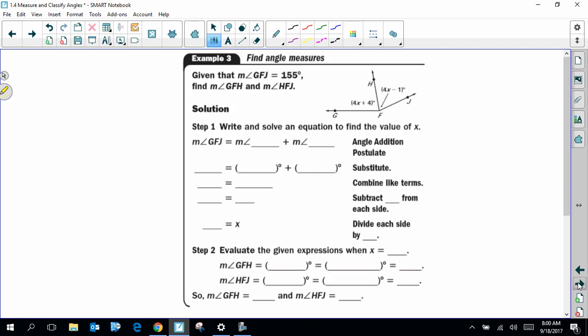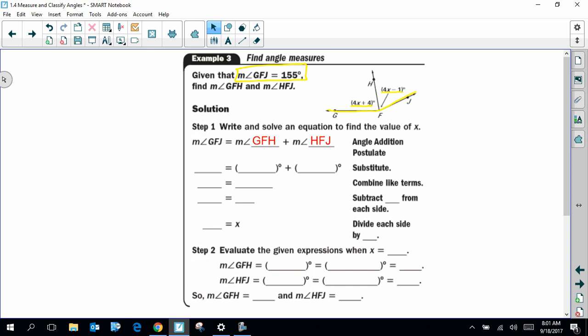Now, again, going back to what we were talking about for angle addition, comparing it with segment addition, if you notice here with our angles, they're not giving us numbers for the angles. They're giving us algebraic expressions. And they're saying that the measurement of this angle, GFJ, which is the overall big angle, has to be 155 degrees. Well, based off of what angle addition says, the measurement of angle GFJ has to be equal to the measurement of angle GFH and HFJ combined.